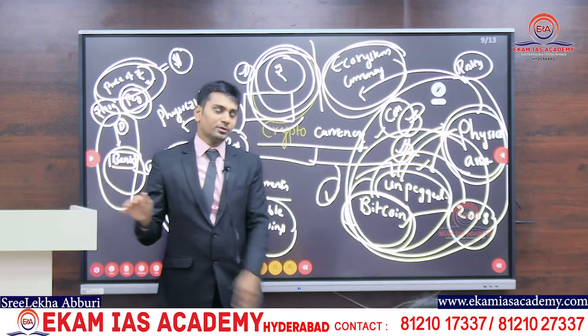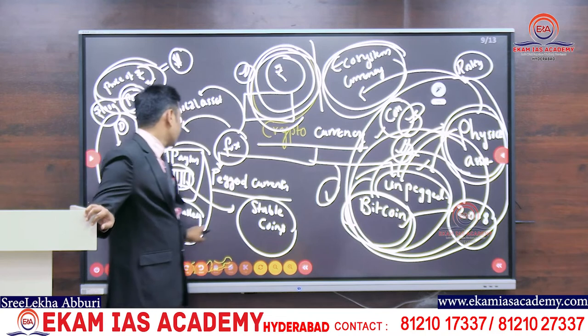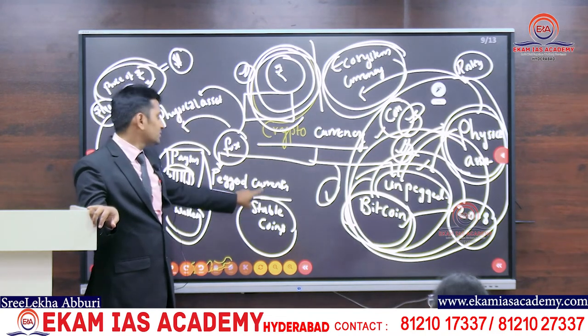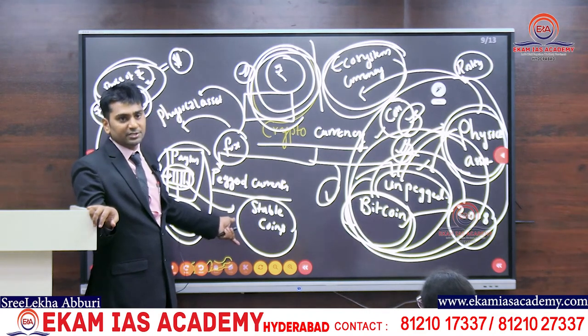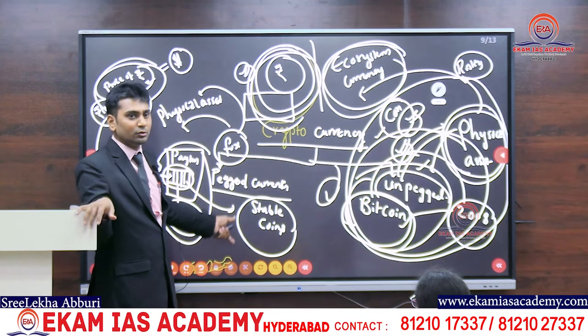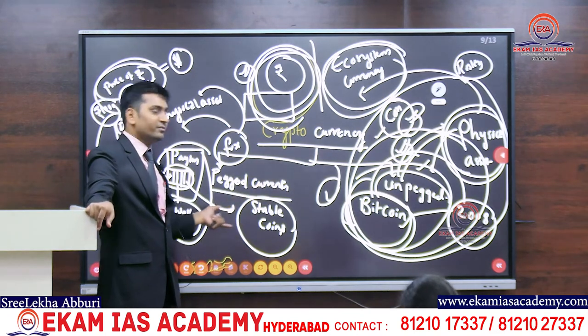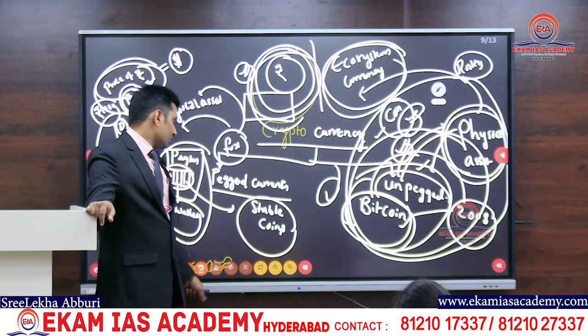When I say pegged economy, pegged coins, they are pegged to some physical assets. For example, you have something called stable coins. These are coins which the USA government is releasing. There are some names, I will tell you what those names are. The names of these coins, like Bitcoin, they have named with some other name.